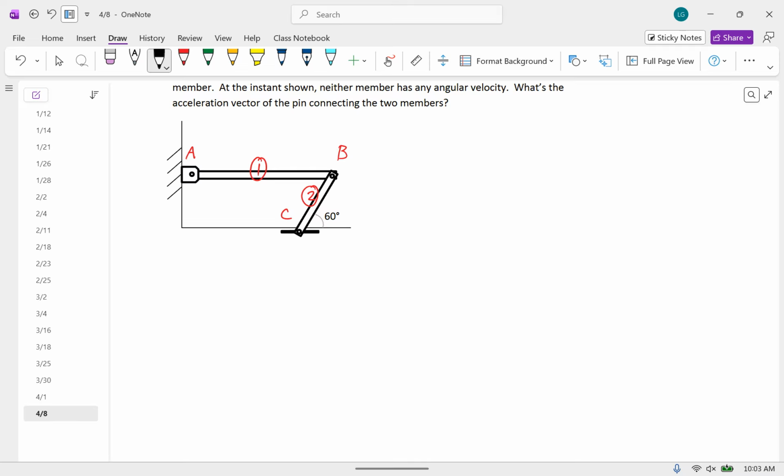The first step in any linkage problem is just do all the rigid body calculations, do the rigid body kinetics for each member. So I'll start with member 1. Does member 1 have a fixed point? And so that means that our about point is going to be A, that joint A.